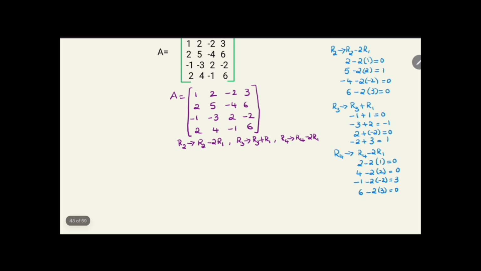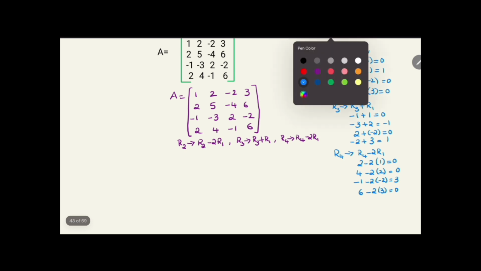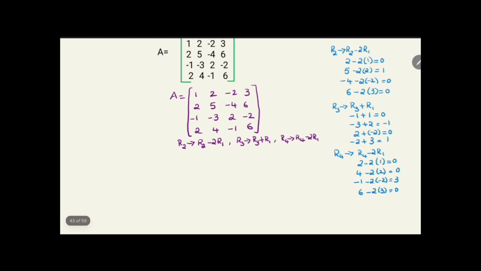Now we will replace all these 3 rows, that is R2, R3 and R4, with the new elements that are obtained. So the first row remains the same, that is 1, 2, minus 2, 3. What are the elements obtained for R2? It is 0, 1, 0, 0. For R3 it is 0, minus 1, 0, 1, and for R4 it is 0, 0, 3, 0. So this is the matrix that is obtained after all these three operations.